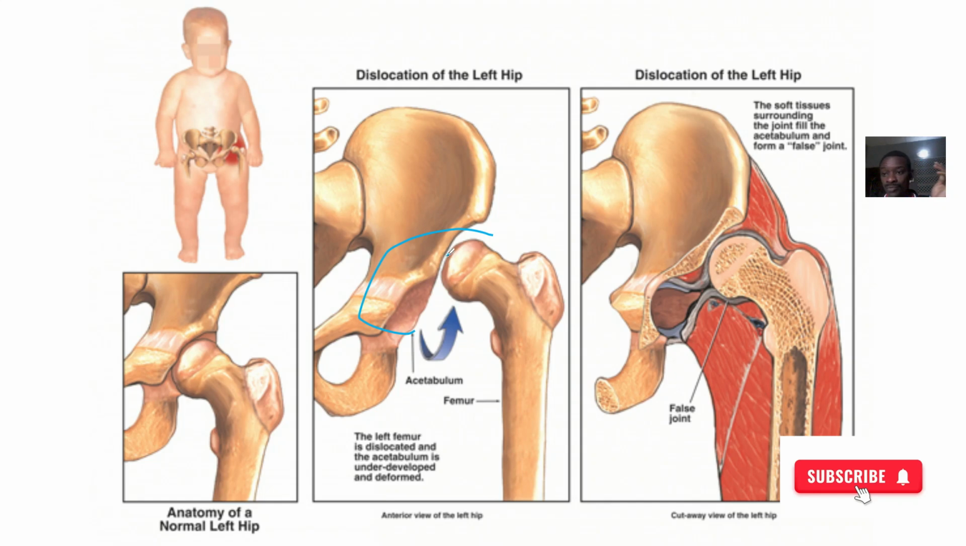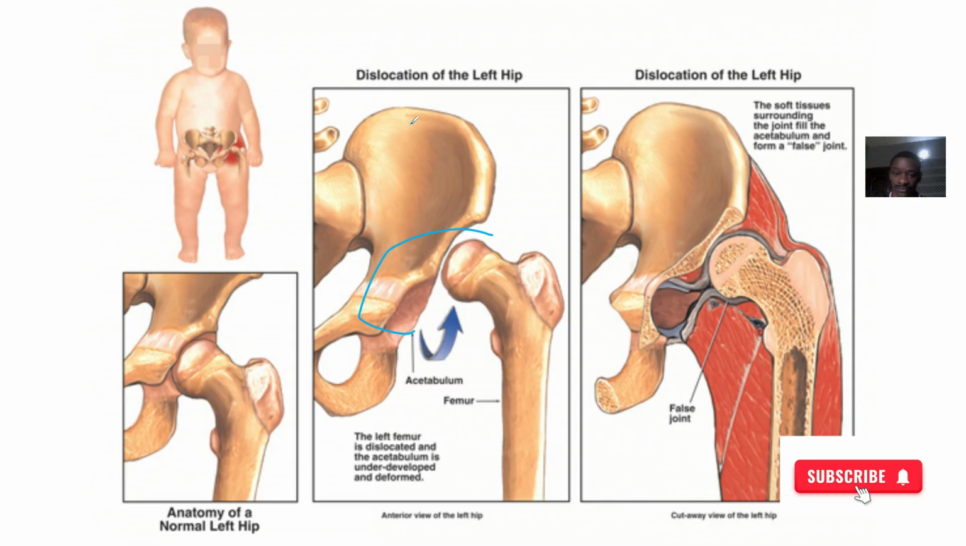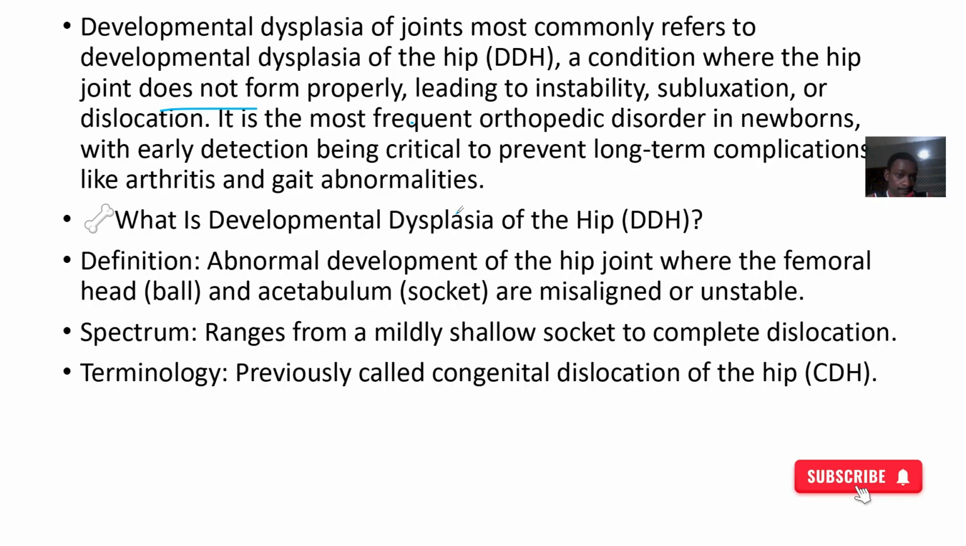So the femur is not into the acetabulum again. Most commonly, you are trying to talk about developmental dysplasia of the hip. Okay, so it's a condition where the hip does not form properly, leading to instability and subluxation. It's sliding out. Okay, so it's the most frequent orthopedic condition in newborns.